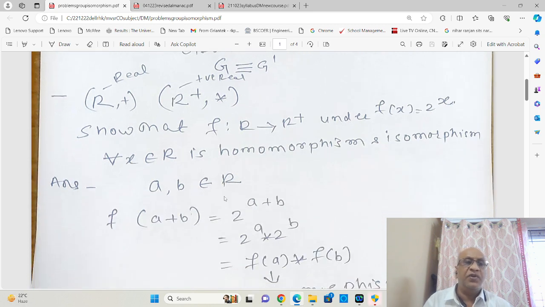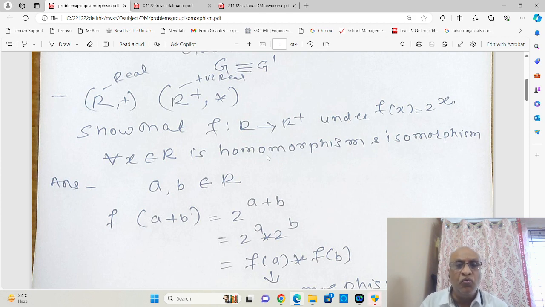Let us take an example. We have one set consisting of real numbers, and the operation being performed is addition. So the binary operation here is addition. Then we have another set, R plus. What does R plus indicate? The set of positive real numbers. What operation do we have here? Here we take not addition but the multiplication operation.